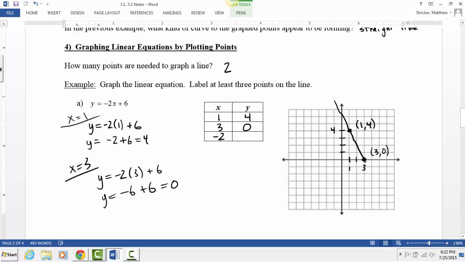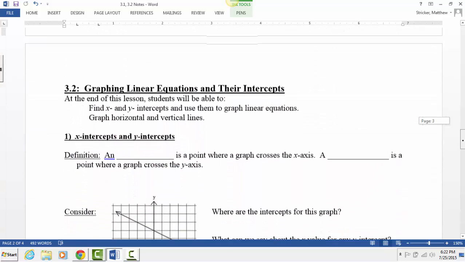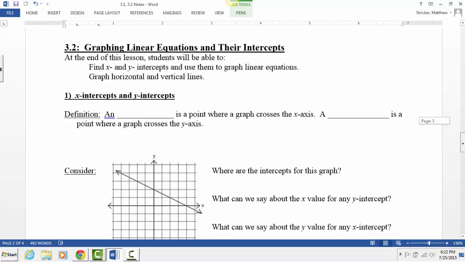And really 2 points is all we need to graph a line. So there's our line. Okay, so this is one way to graph linear equations. Another way of graphing linear equations is using their intercepts. And so that's what we're going to look at in the next section. And it starts off with a definition.